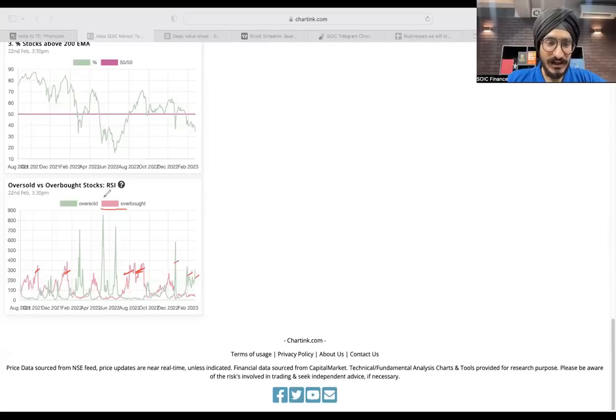So similarly, like overbought and oversold, currently what are the conditions? Since basically December 2022 till February 2023, what are the conditions currently? Is it more overbought or more oversold? Everyone in the comment section, is it overbought or is it oversold? It's indicating oversold, right? So it's indicating oversold at the moment.